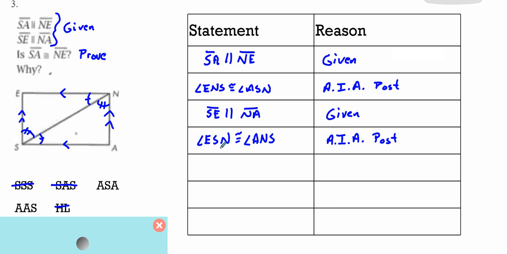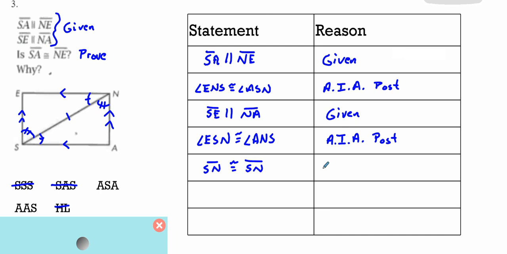Now, the only other thing is that we always need, because all of these statements that guarantee congruence have information about a side length. And do we have information about a side length? Yeah, we do, actually. We know that side SN, segment SN, is congruent to SN.